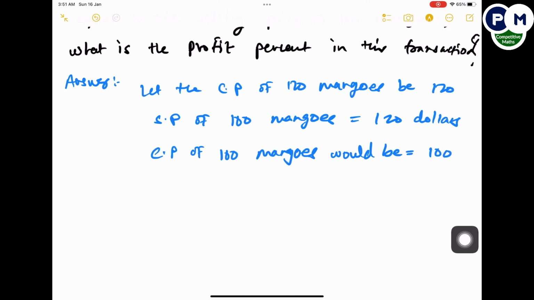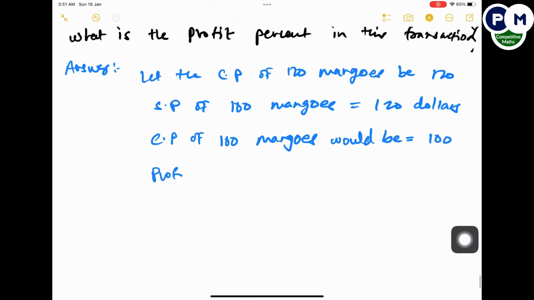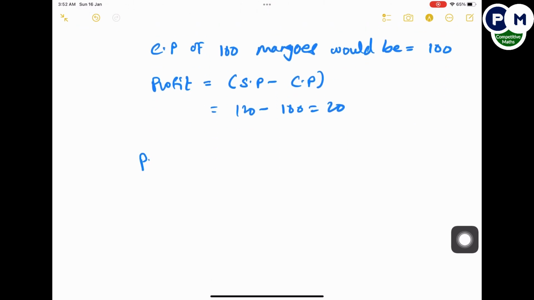Profit equals the difference between selling and cost price, equals 120 minus 100, is equal to 20. Profit percent equals profit divided by cost price multiplied by 100, which is 20 divided by 100 multiplied by 100, is equal to 20%.